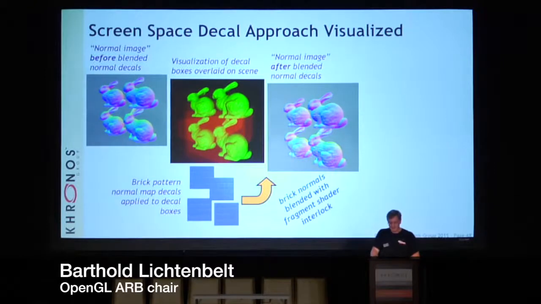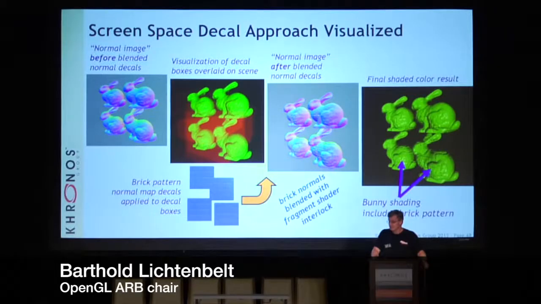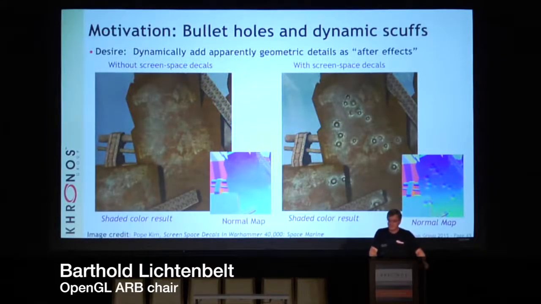Once you've done that, using fragment shader interlock, you can do your normal shading pass, and this will be the end result. So you haven't actually modified your geometry, you just used the perturbed normals in the G buffer to do this. Maybe a more interesting example, on the left you might have some geometry rendered with the normal map shown, and maybe this is a game and you want to show some bullet holes that were shot into this piece of geometry. You could do the same trick. You just use the normal decal map in the bottom right that has the bullet holes already encoded into it, but you need to use fragment shader interlock to do this correctly.